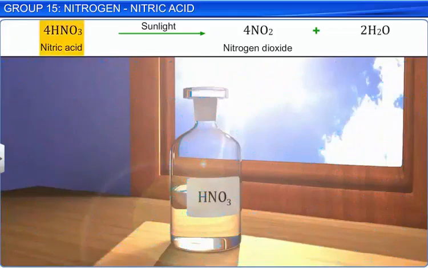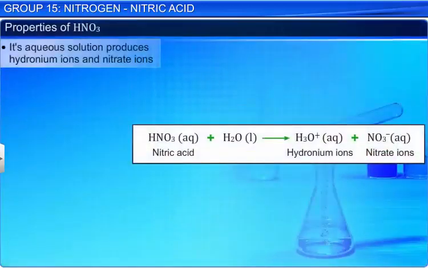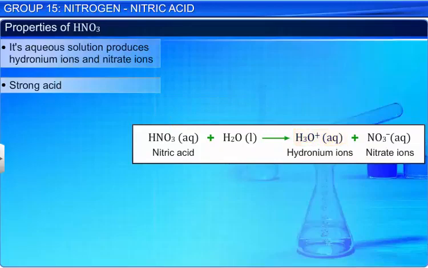Nitric acid undergoes photochemical dissociation to produce brown nitrogen dioxide gas. The brown nitrogen dioxide dissolves in the colorless nitric acid, turning it yellow. An aqueous solution of nitric acid undergoes ionization to produce hydronium ions and nitrate ions. On account of its ability to dissociate almost 100% to produce hydronium ions, it is considered a strong acid.